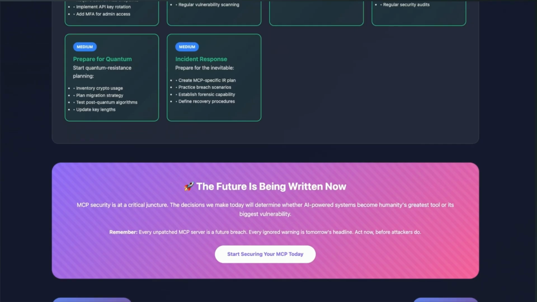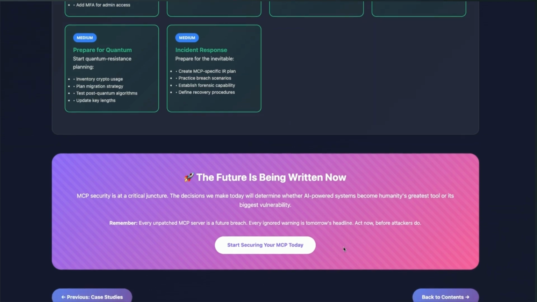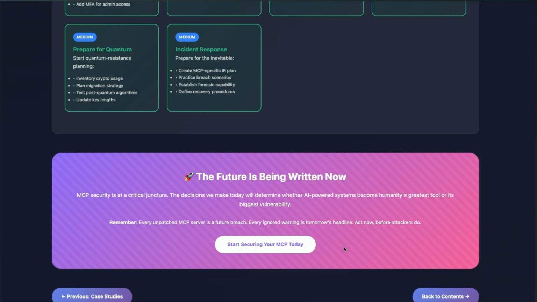So the future is being written now. MCP security is at a critical juncture. The decisions we make today will determine whether AI-powered systems become humanity's greatest tool or its biggest vulnerability. Remember, every unpatched MCP server is a future breach. Every ignored warning is tomorrow's headline. Act now before attackers do.